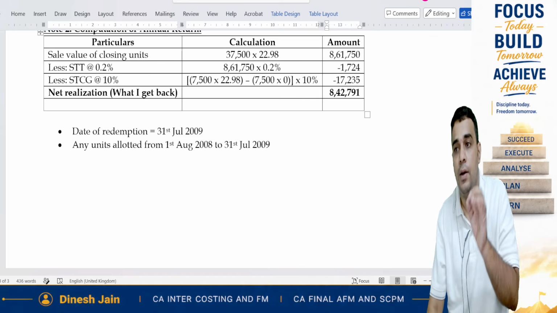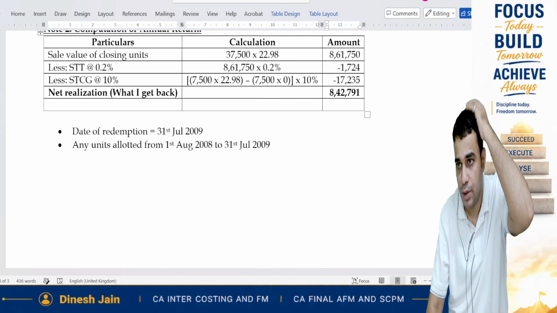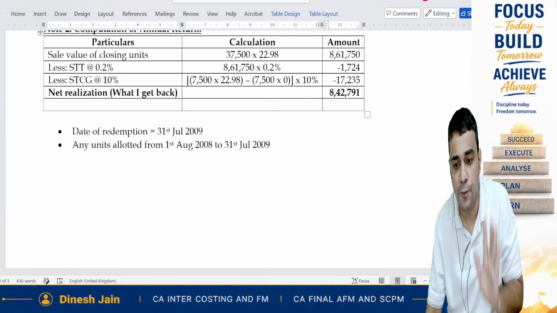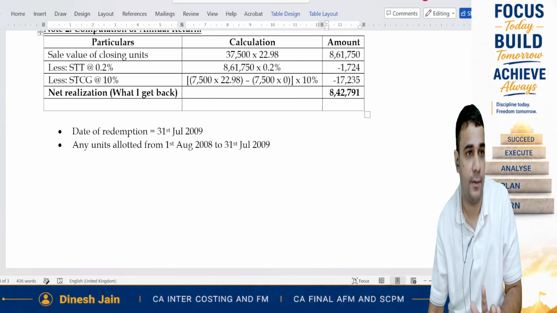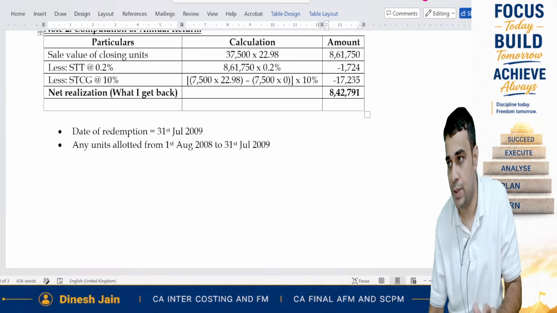Or it may hit more also, but you have to pay STCG from your pocket. You have to pay STCG. So 842,791 I get back. Putting this in a formula is difficult. That is why I'm doing a lengthy calculation.